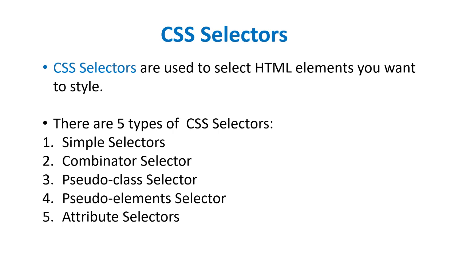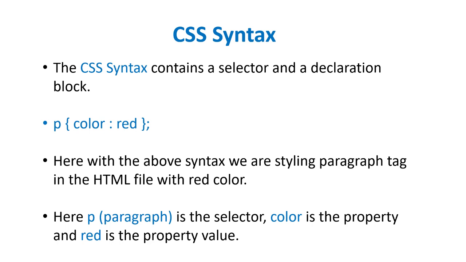CSS selectors are used to select HTML elements you want to style. There are 5 types of CSS selectors: simple selectors, combinator selector, pseudo-class selector, pseudo-elements selector, attribute selectors. We will learn about all these selectors one by one in the upcoming videos.